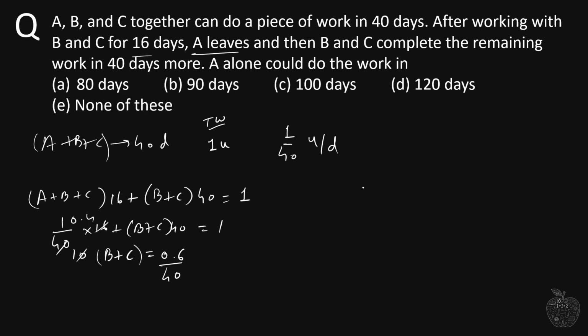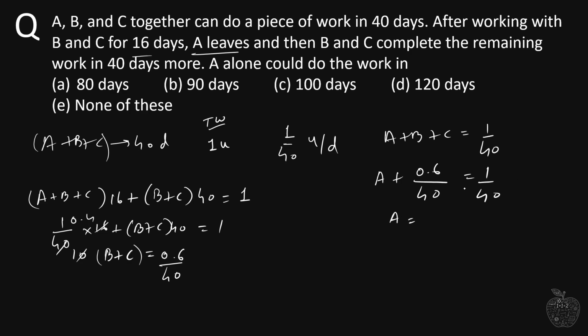Now pay attention here. We know that A, B and C can together complete 1 by 40 units per day. Alright, this much is clear. But we have just calculated here that B plus C, B and C can complete 0.6 by 40 units per day. So we substitute it here. So we get A plus 0.6 by 40 equals 1 by 40. Let's take this on the right hand side.